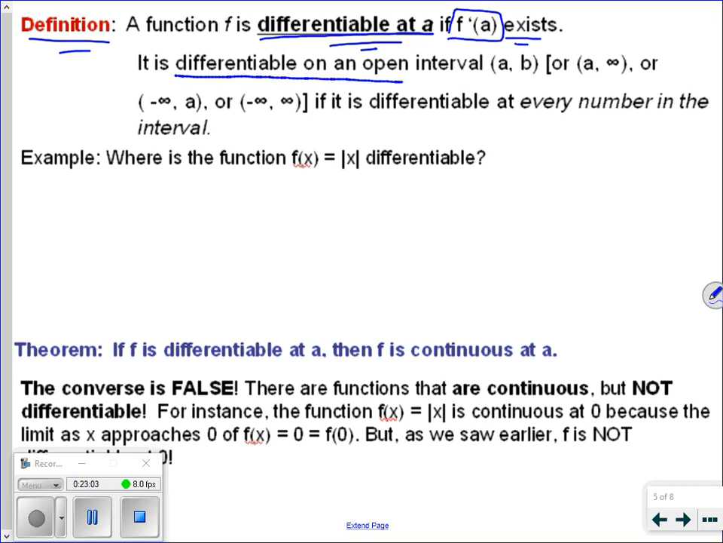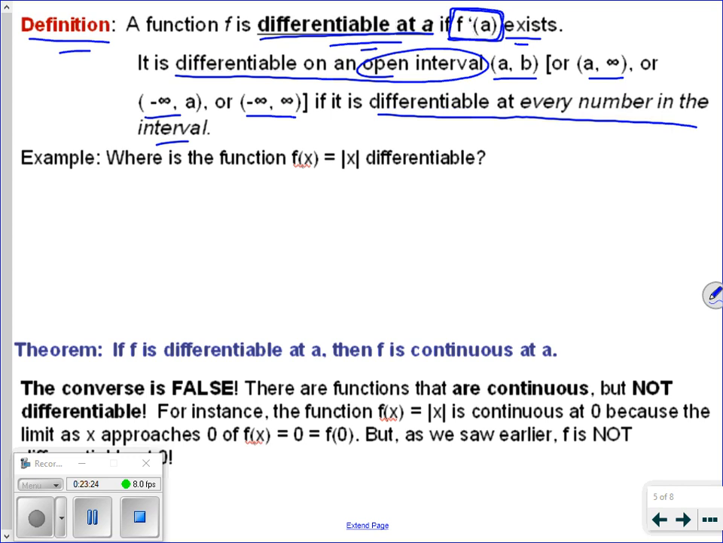It is differentiable on an open interval a to b, or a to infinity, negative a to a, or all values, if it is differentiable at every number in the interval. So that's how you talk about it being differentiable in an interval: if you can find f prime at any point on that interval, it's differentiable in the interval.